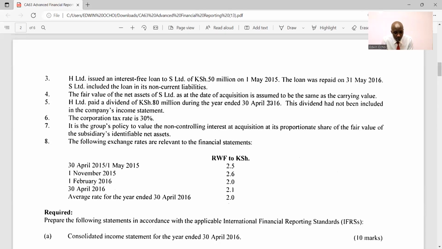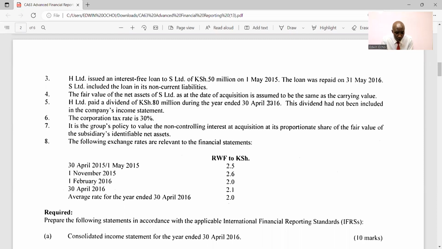Number four, the fair value of the net assets of S as at the date of acquisition is assumed to be the same as the carrying value, meaning that there is no aspect of revaluation, because the fair value is the same as the carrying amount. So revaluation arises when there's a difference in fair value and carrying amount of assets. Number five, H Limited paid a dividend of 80 million during the year ended 30th April 2016. Dividends had not been included in the company income statement. We will have to deduct it from profit.